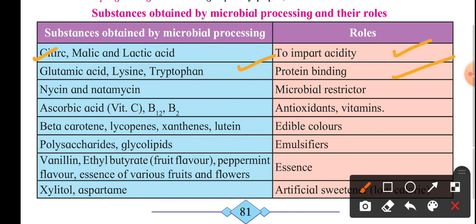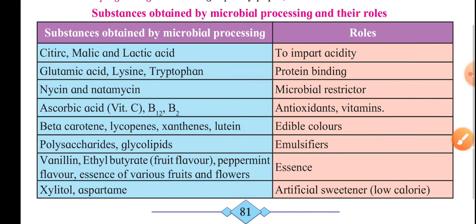Its role is protein building, then niacin and natamycin as microbial restrictors, then ascorbic acid, that is vitamin C, B12 and B2 as antioxidants and vitamins, beta carotene, lycopene, xanthines, lutein as edible colors, and then polysaccharides, glycolipids as emulsifiers, then vanillin, ethyl butyrate as fruit flavor, then peppermint flavor, essence of various fruits and flowers, which is used for essence, then xylitol, aspartame, which are artificial sweeteners with low calories.